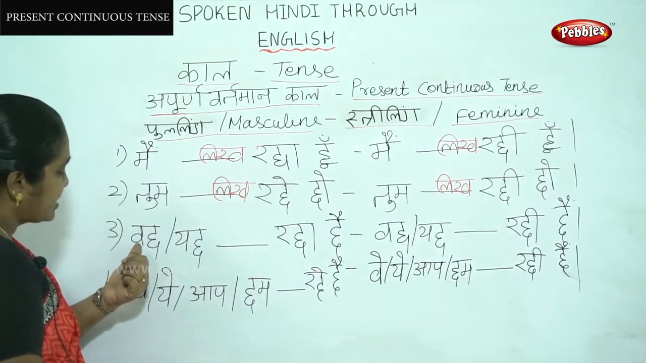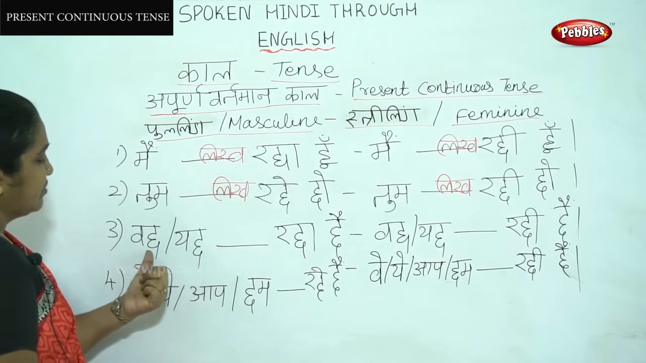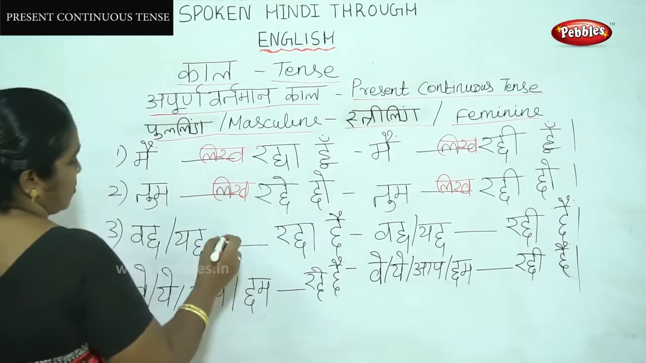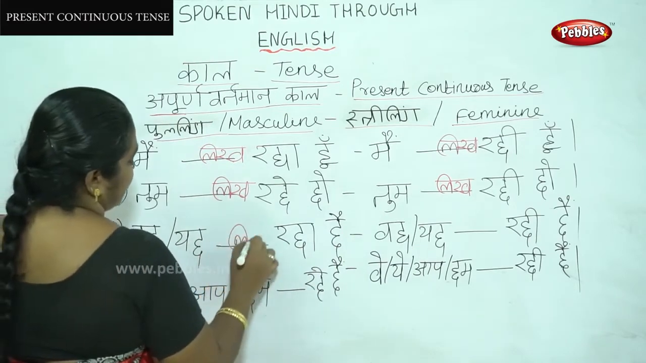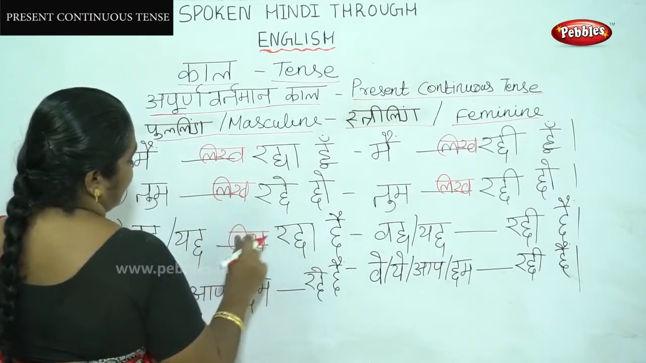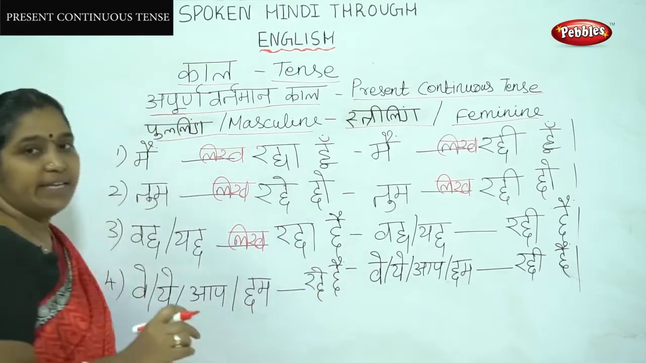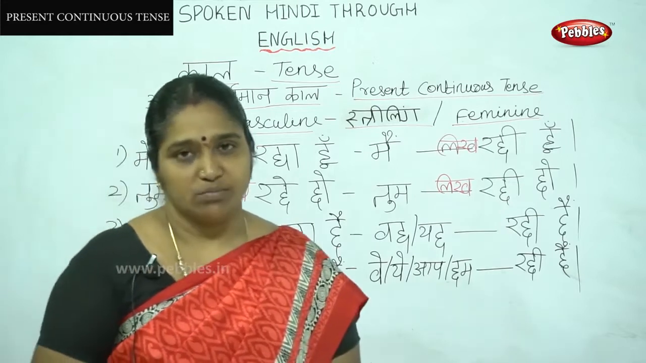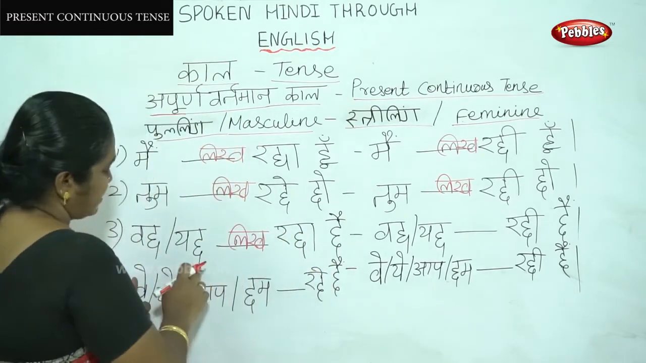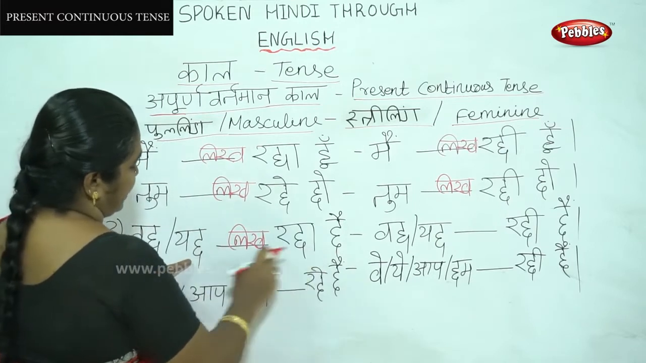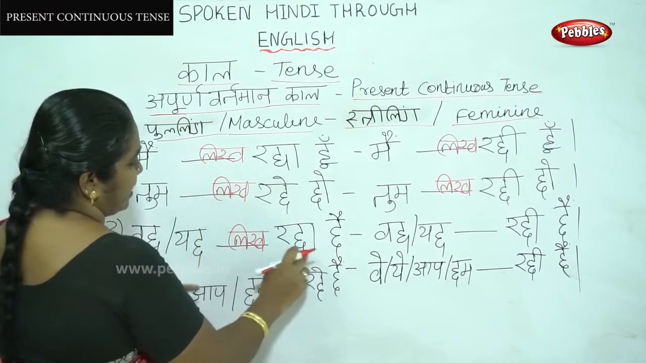Third person here is vah, yah. Vah, yah dash raha hai. Here also we can put likh. Vah likh raha hai. He is writing now. Same for yah, yah likh raha hai.